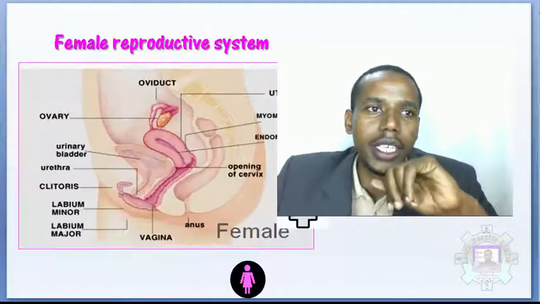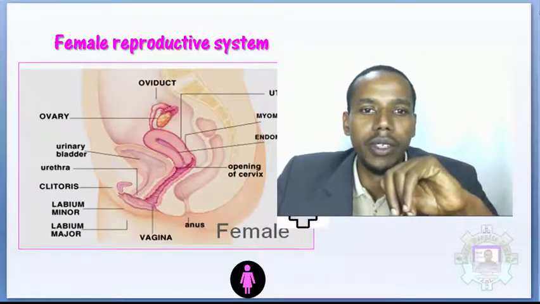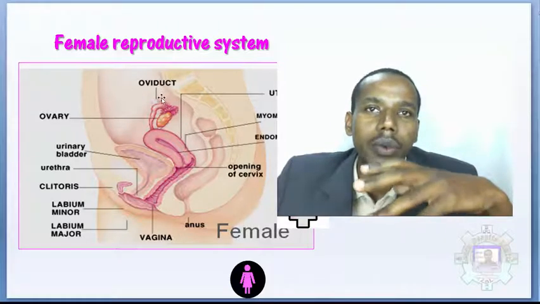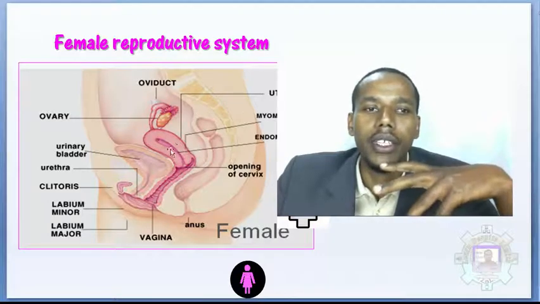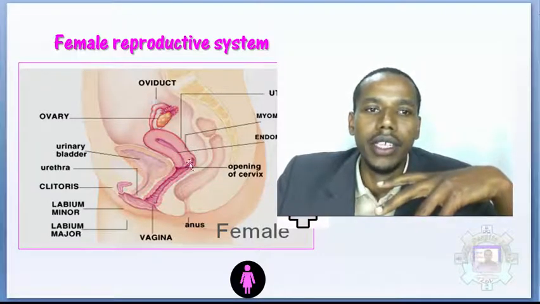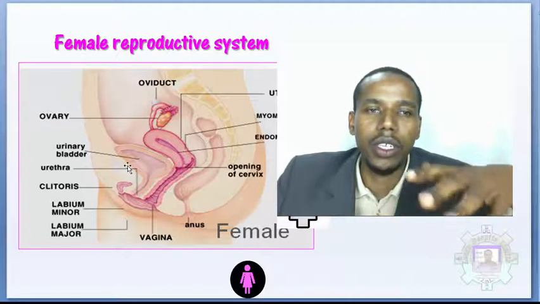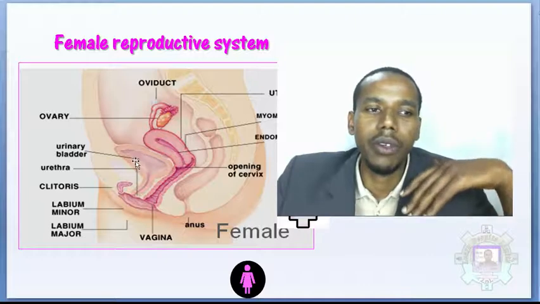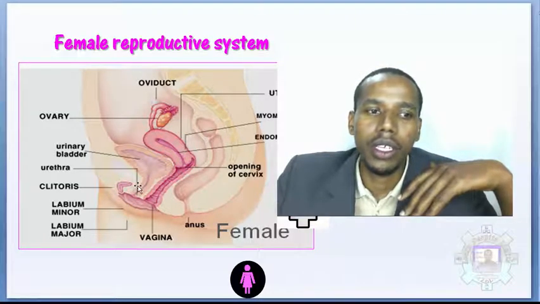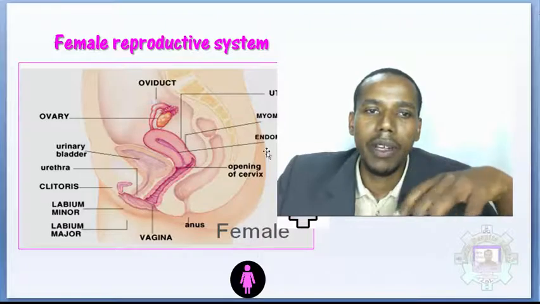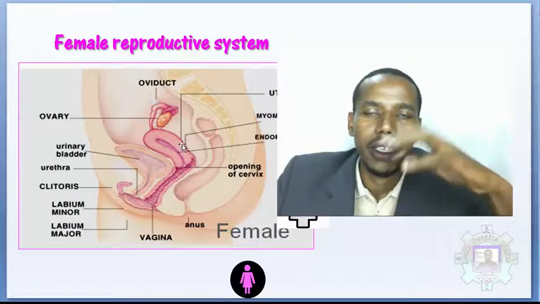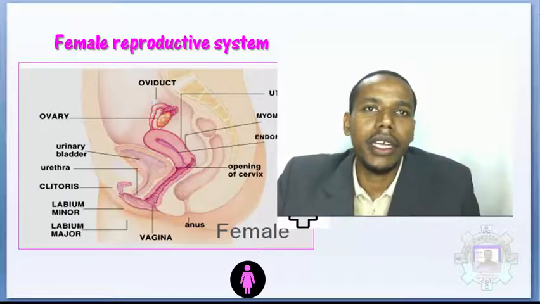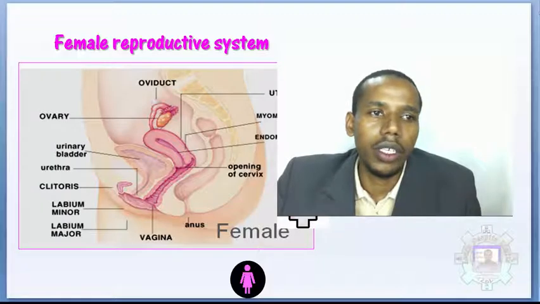Let's check the female reproductive system in detail. The female reproductive system has the oviduct, which is the fallopian tube. It has the uterus, which is over here. It also has the urogenital part, where the urinary system is over there. There's a urinary bladder over here. The urethra is there. Other parts are labeled there. You can have a look at them.